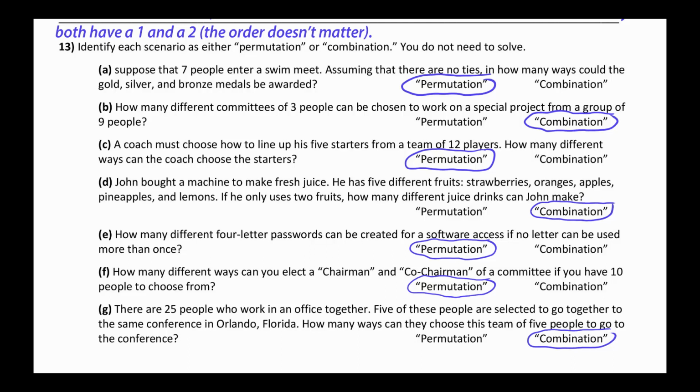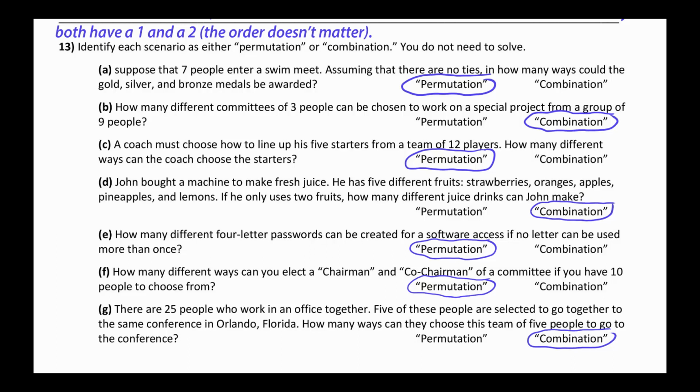E, how many different 4-letter passwords can be created for software access if no letter can be used more than once? That is a permutation. The order matters. That's why if you're typing in your password and you just switch 2 things around, it will not let you into the website or whatever it is you're trying to use that password for.